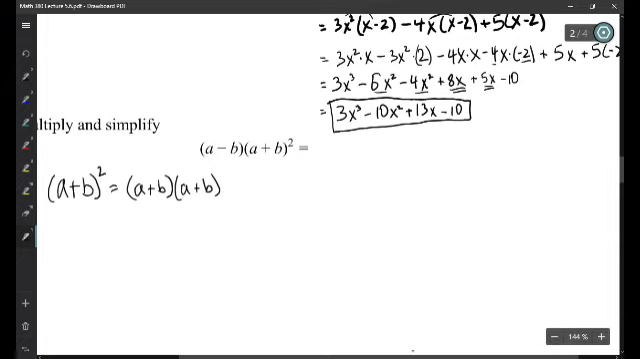So we have a minus b times a plus b times a plus b. Now we could multiply these together first, or these together. We're going to multiply the first two together. So we have a minus b, the entire binomial, times the first two terms here.